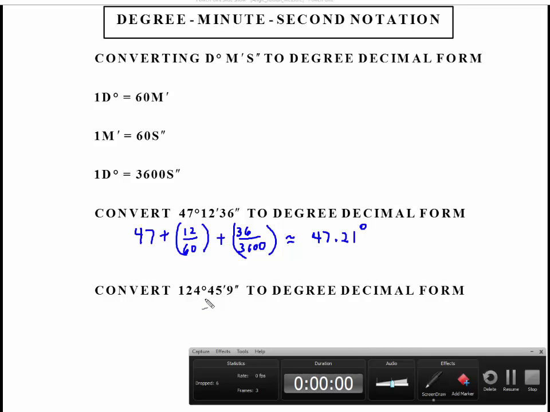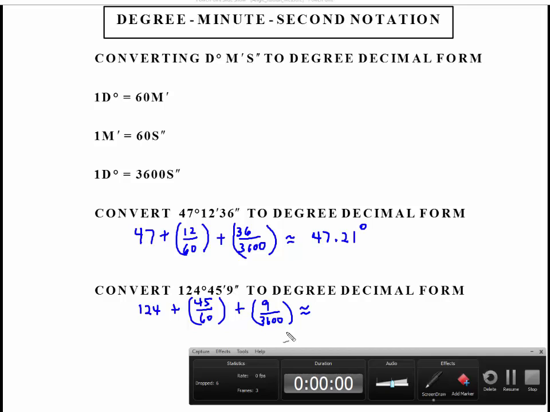Convert 124 degrees, 45 minutes, and 9 seconds to degree decimal form. Again, we'll take the 124. 45 minutes will be 45 over 60. And then plus 9 over, guess what? You got it, 3,600. Now your calculator also has a degree, minute, second button on it, which I might be able to show you with my camera.